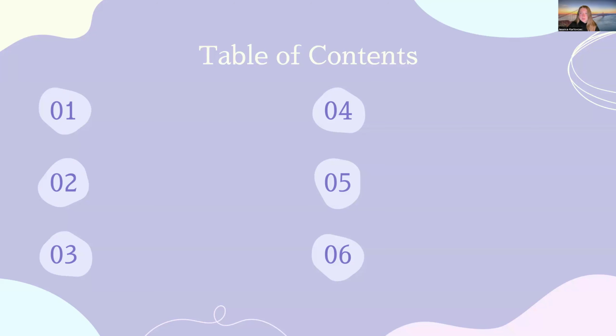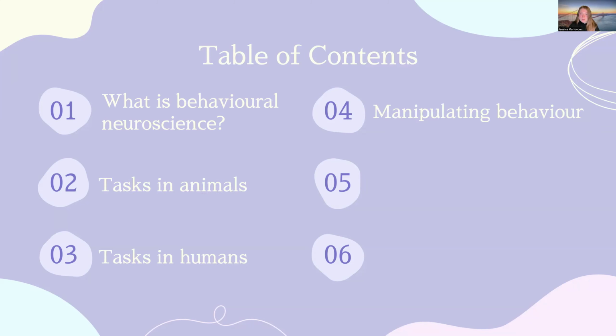So I'll first go over our table of contents. We'll first discuss what is behavioral neuroscience, then tasks in animals, tasks in humans, manipulating behavior, visualizing behavior, and finally some conclusions.